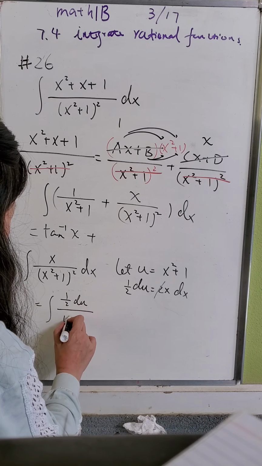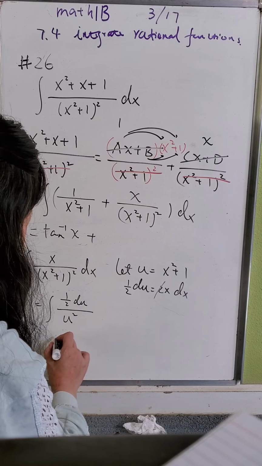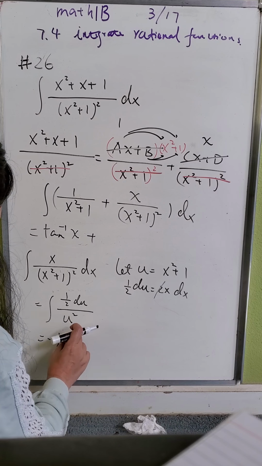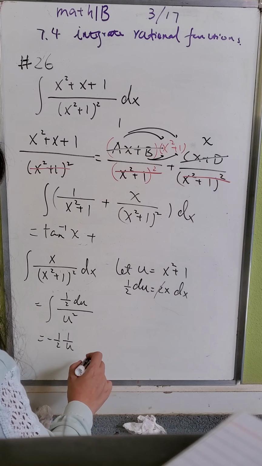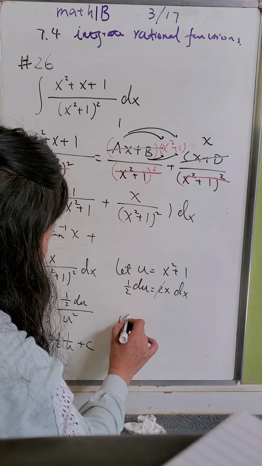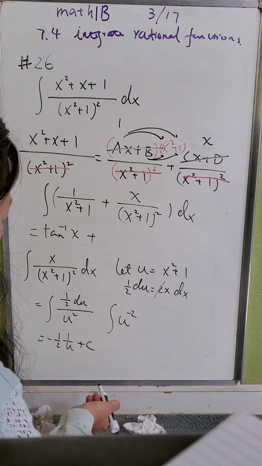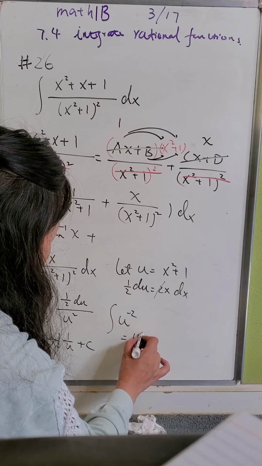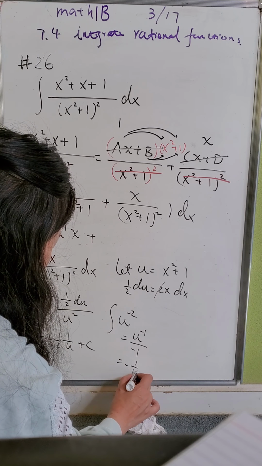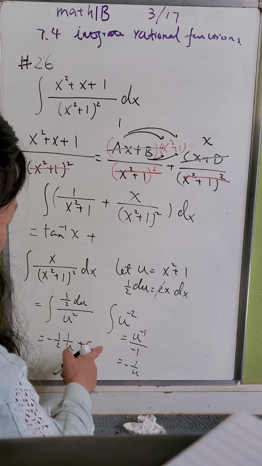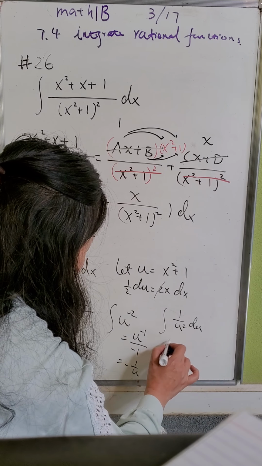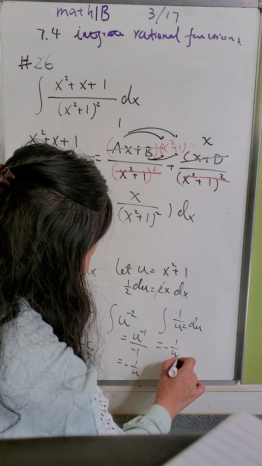And this is my u squared. Okay? And this is equal to negative 1/2 times 1 over u plus c. How do I know that? Because this made this to be u to the negative 2. Integrate u to the negative 2, it just equals u to the negative 1 over negative 1, which is equal to negative 1 over u. You can memorize that from now on because this one is used very often. The integral of 1 over u squared du is just equal to negative 1 over u plus c.